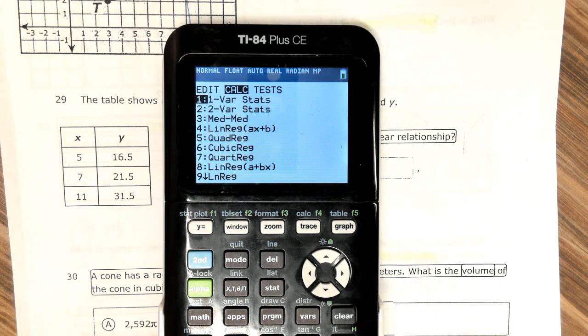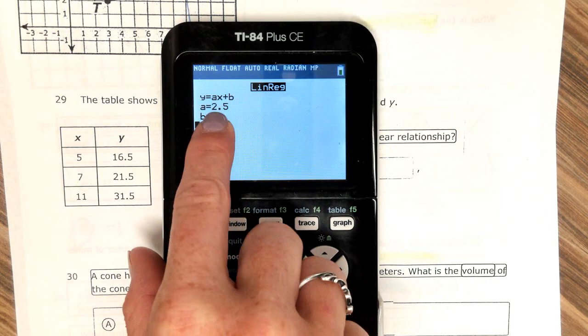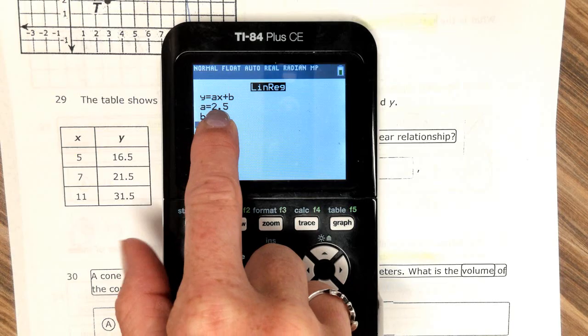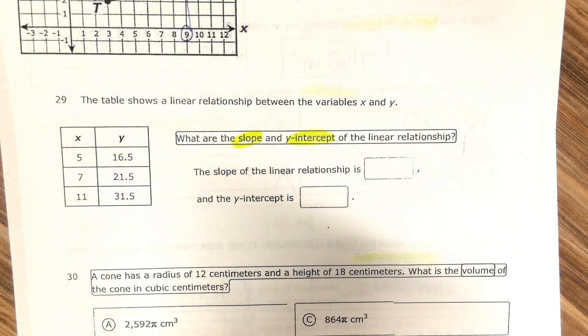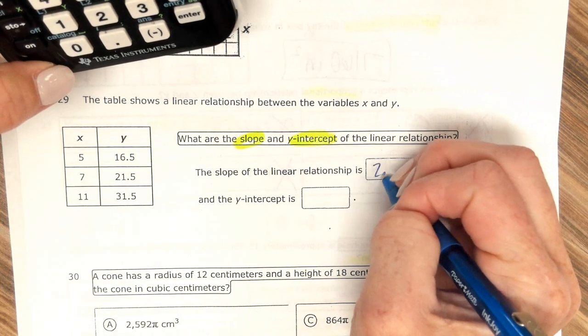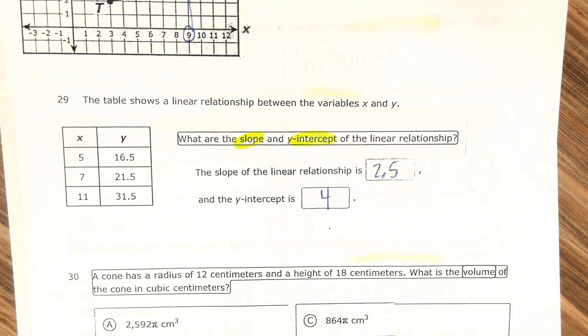Stat, then what? Option? 4. The first number is the slope. The second number is the y-intercept. So the slope is 2.5. The y-intercept is 4. That was way too easy. You should absolutely get that question correct.